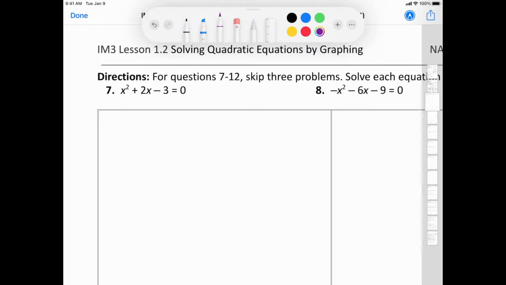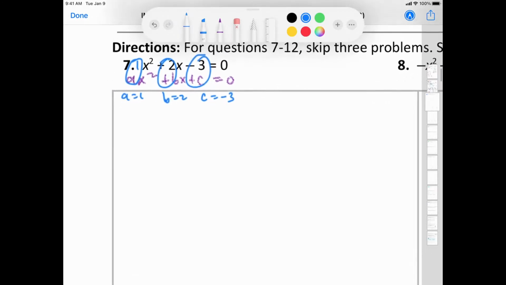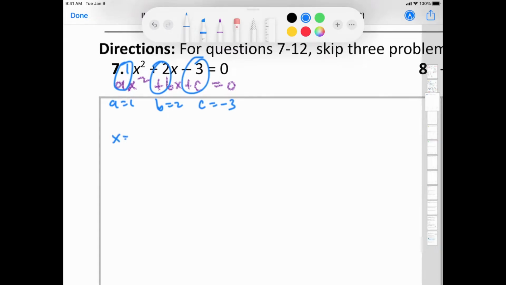All right, let's go over question number 7. Let's go ahead and write the standard form right next to it. In doing so, it helps us identify our A, B, and C. Remember, there is no value there, so it's a 1. So A equals 1, B equals 2, and C equals negative 3. Let's go ahead and find our axis of symmetry. We're just going to substitute in our values. That'd be 2. A is 1.